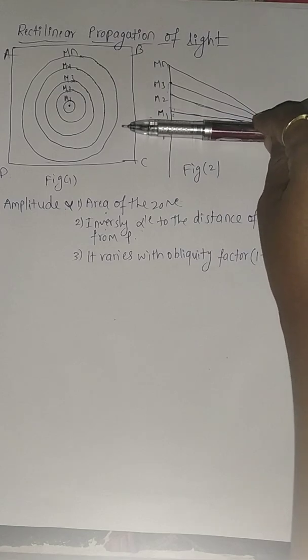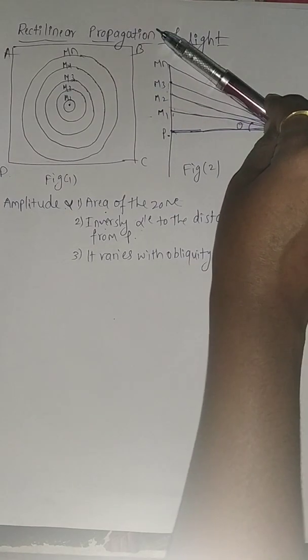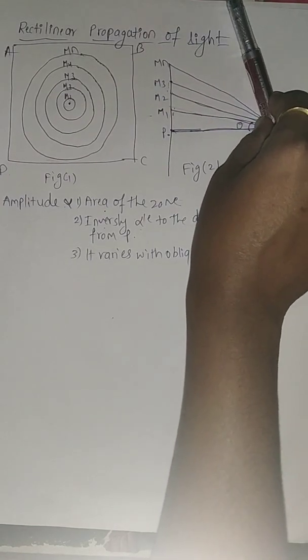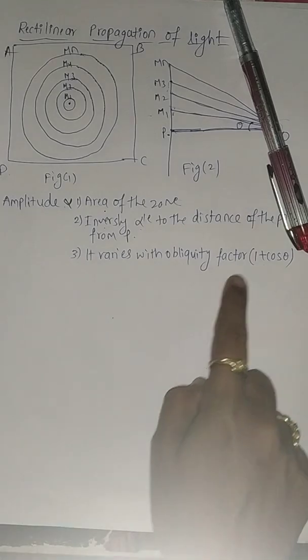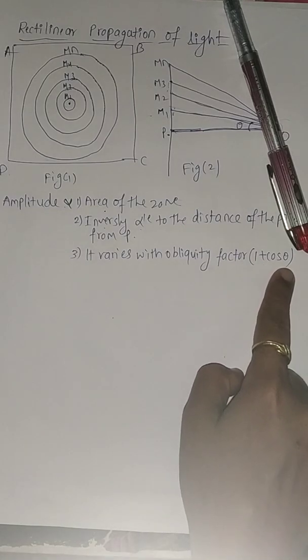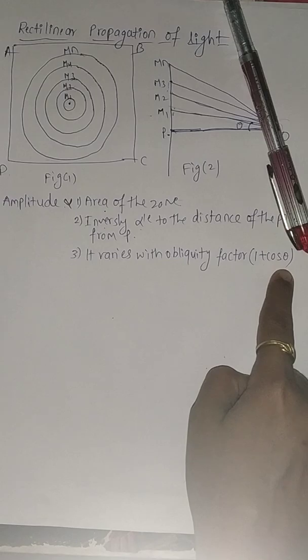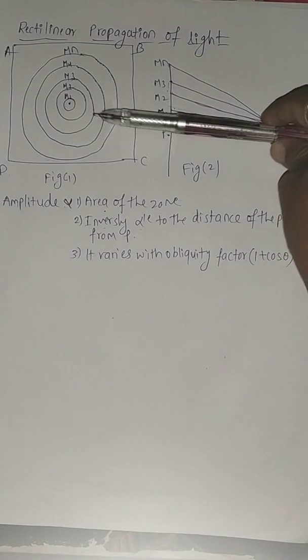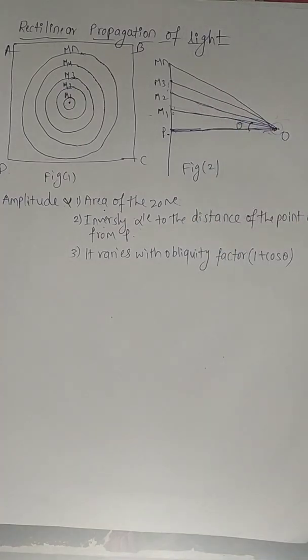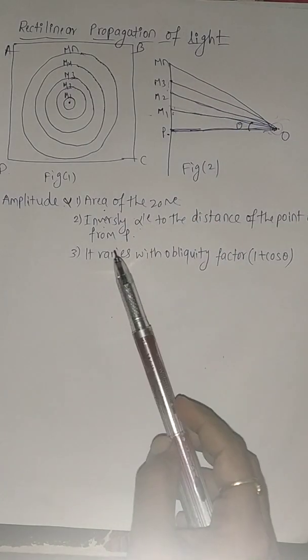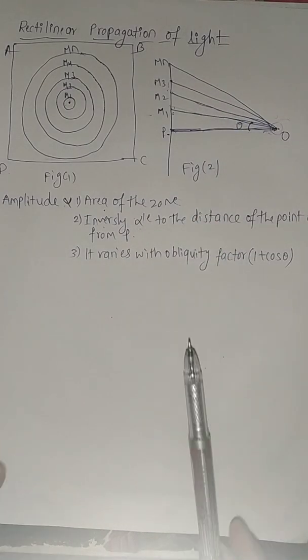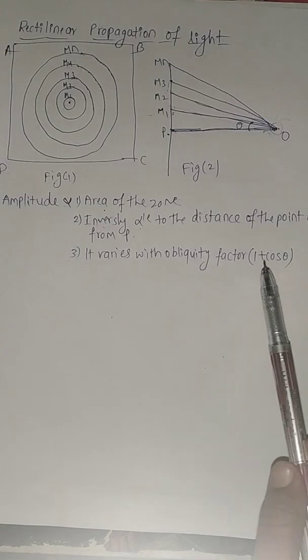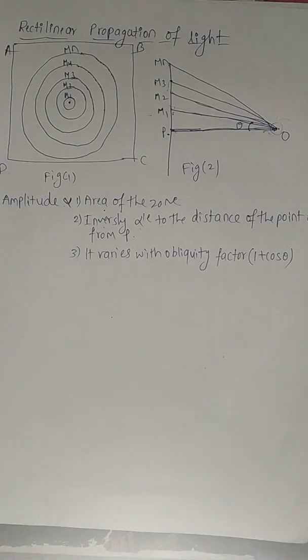But if the angle goes on increasing, at some point it is equal to 90 degrees also. So what is the value of cos 90? It is 0, so 1 plus 0 is 1. Like that, the obliquity factor varies from 2 to 1, which means it decreases. So it depends upon the obliquity factor. What is the obliquity factor? The value of 1 plus cos theta.